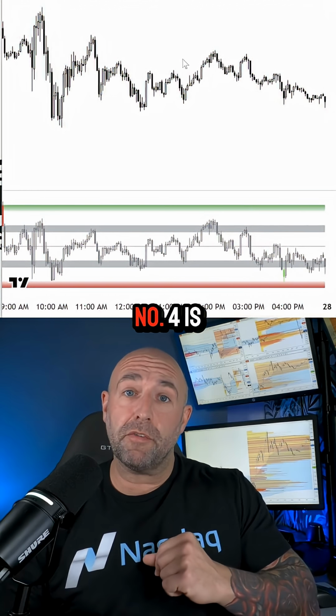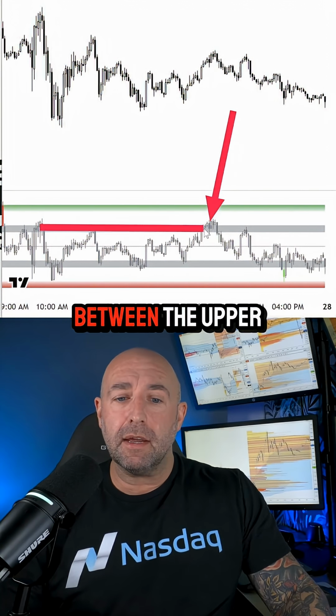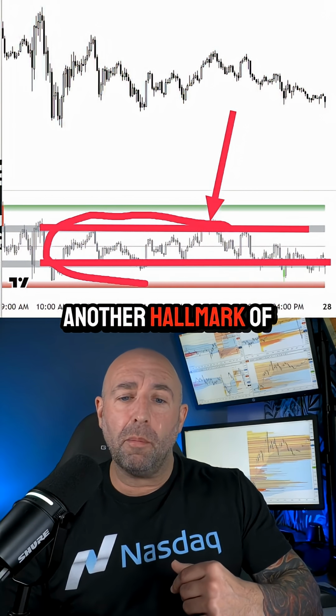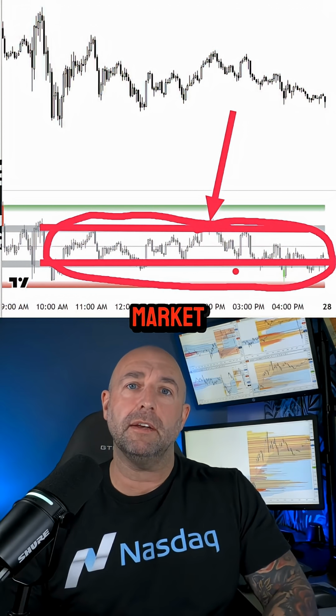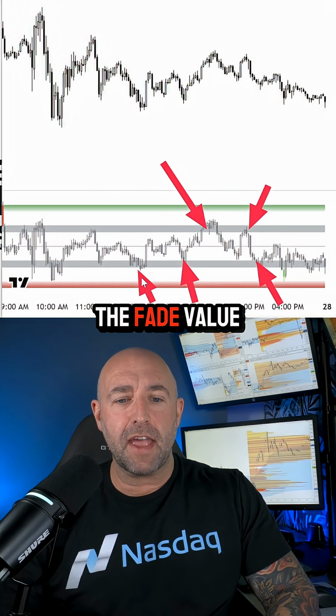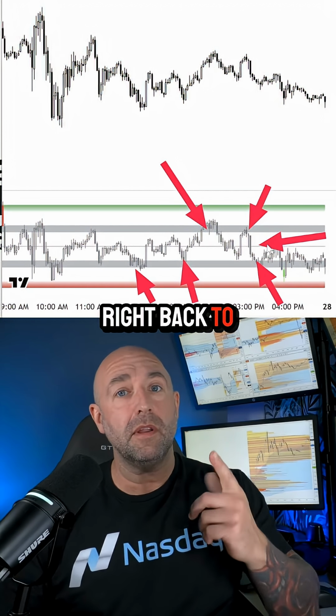And lastly, tool number 4 is going to be the VWAP wave RSI. When we trade between the upper and the lower value bands, this is again another hallmark of a balanced trading market. When price reaches each upper band or lower band, this is the fade value area extreme spot. And again, we'll fade it right back to the point of control.